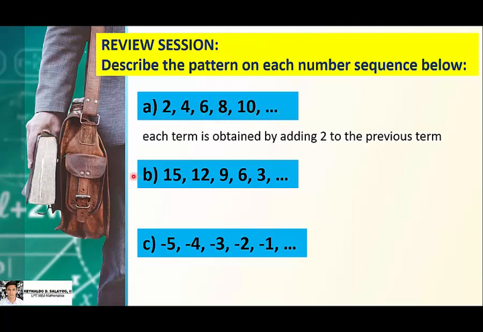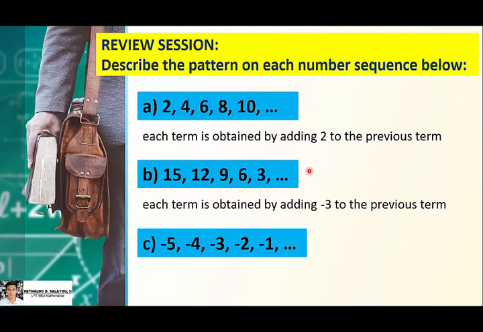For our second number sequence, each term is obtained by adding a constant number, which is negative 3, to the previous term. So here, our first term is 15. To get the second term, we add negative 3, so we obtain 12, and we add negative 3 to 12, so we obtain 9. Following the same pattern, we will obtain this specific number sequence.